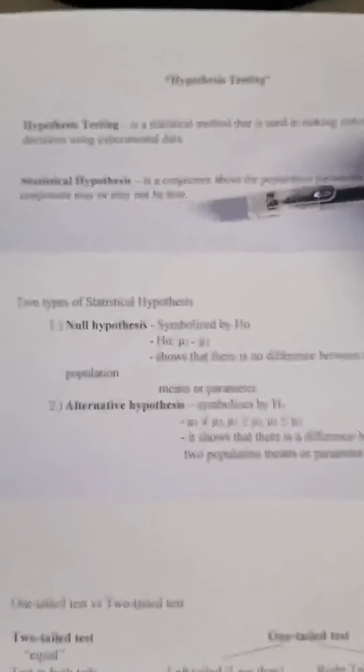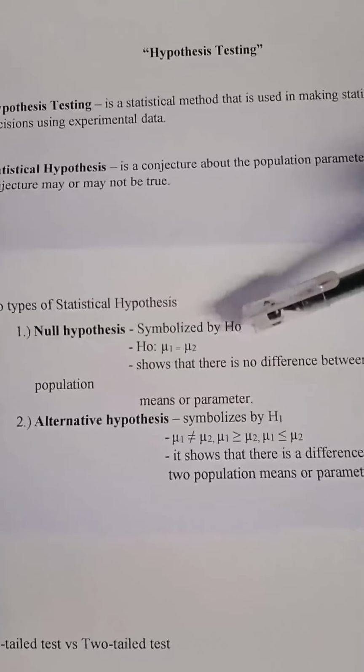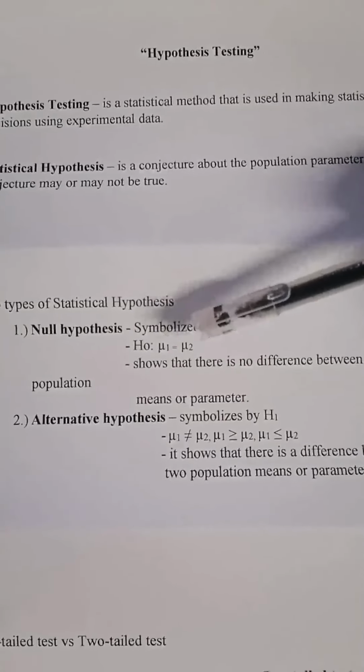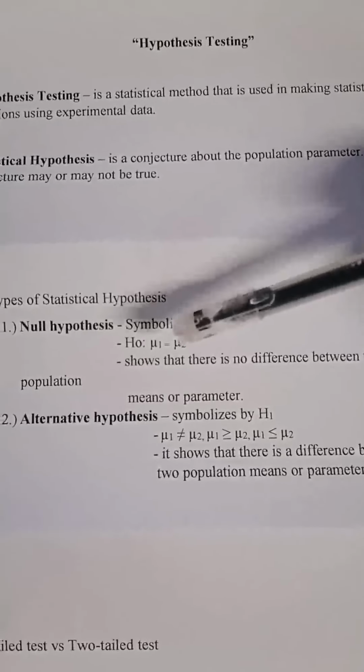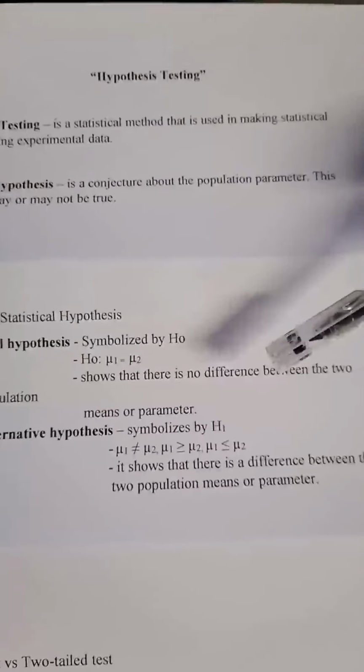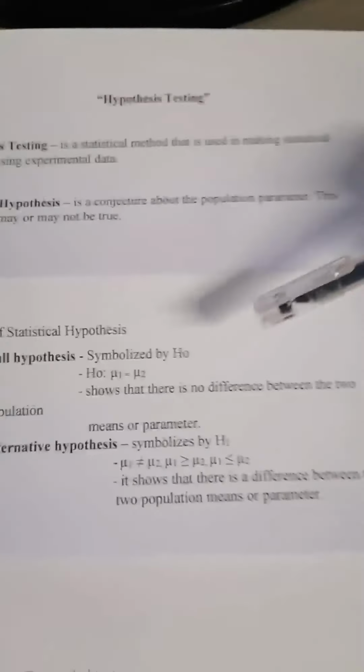So there are two types of statistical hypothesis. First is the null hypothesis, which is symbolized by H0. When you say H0, it is mu sub 1 is equal to mu sub 2. From the word equal, it shows that there is no difference between the two population means or parameters. So it is equal, there is no difference.